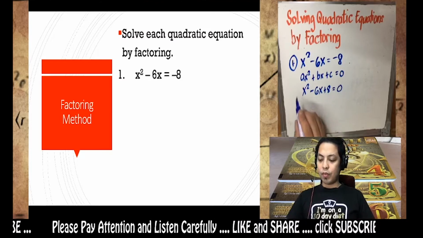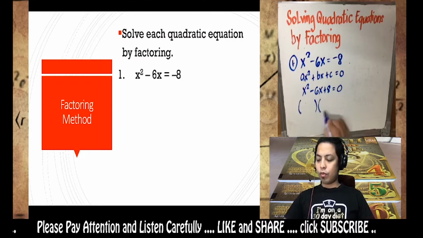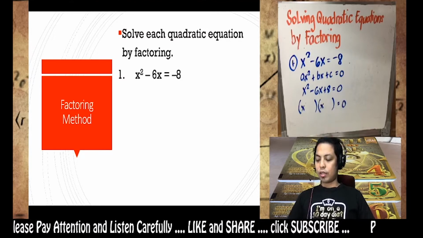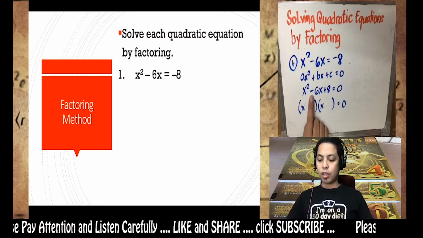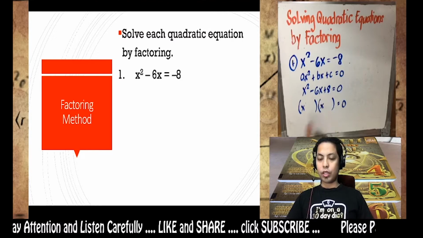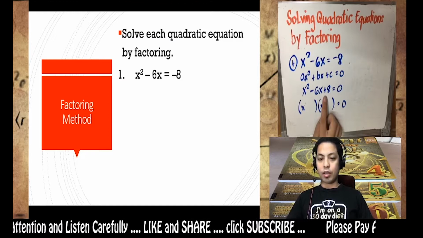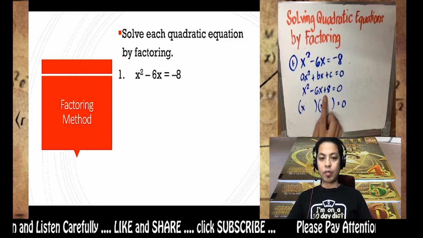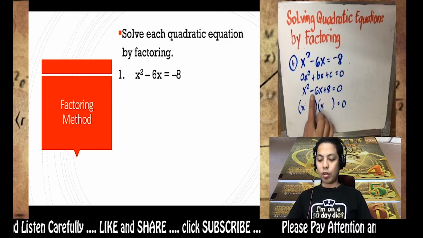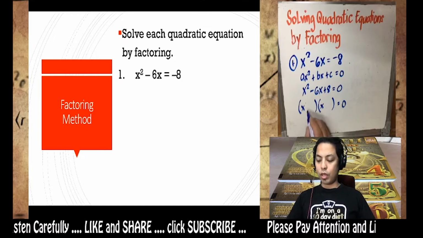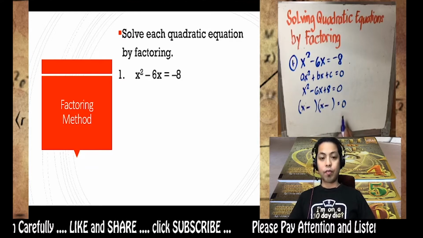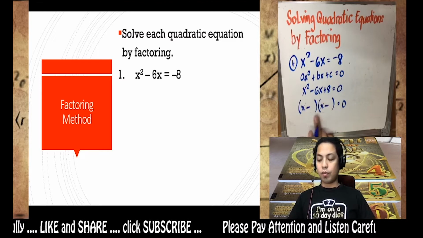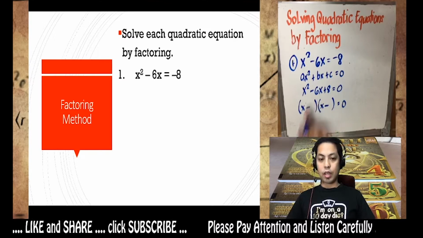So then, by factoring, hanapin natin yung factors niya. Of course, we have x and then another x here. Now, since it is a negative and a positive, ang chances niyan ay dapat yung dulo is a negative or a positive. Since ito ay lumabas ay negative, so that would be a negative. So negative times negative is a positive. Negative plus negative is negative.